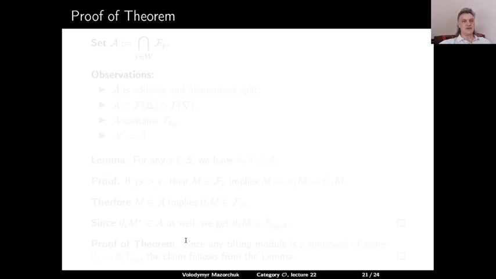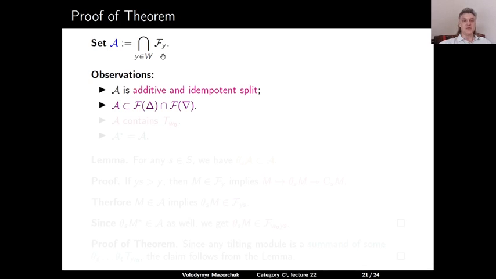So now we are ready to prove the theorem. Denote by A the intersection of all Fy's over all y in W. So from the previous observation, we know that A is additive and idempotent split. Also clearly A is a subcategory of tilting modules because F delta and F nabla are special cases of Fy's. Clearly A contains TW0 because this module is a y shuffled Verma module for any y. And finally, any object in A is clearly self-dual because the duality preserves a class of twisted Verma modules.